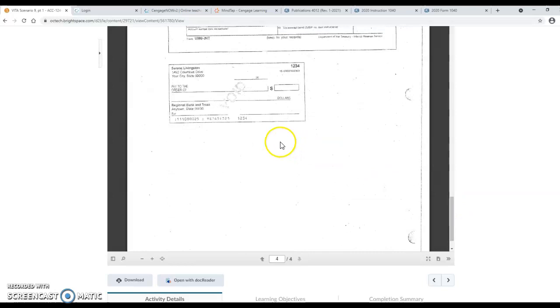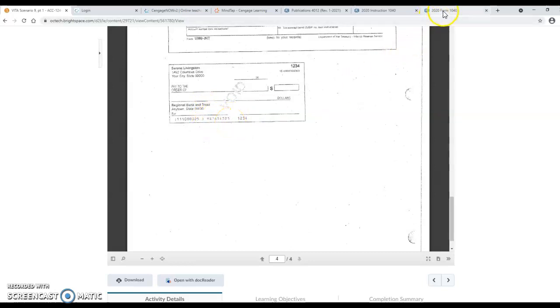Okay. This is a copy of a check, and if she wants her refund to go directly as a direct deposit into her account, this needs to be on her tax return. So the first set of numbers on the bottom of a check is a routing number of that bank, Regional Bank and Trust, okay? And the second set of numbers is her actual account number.